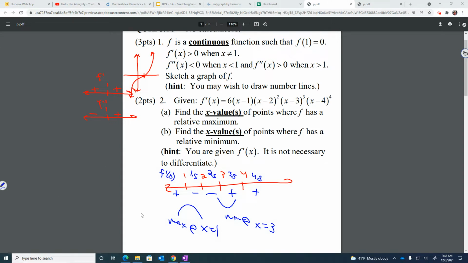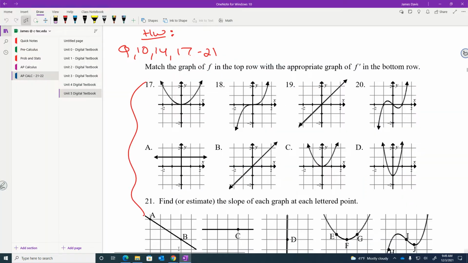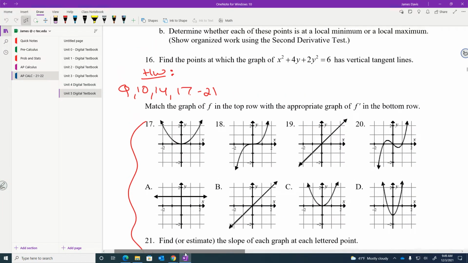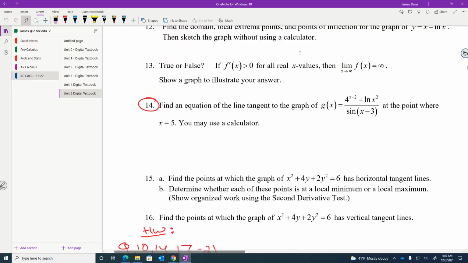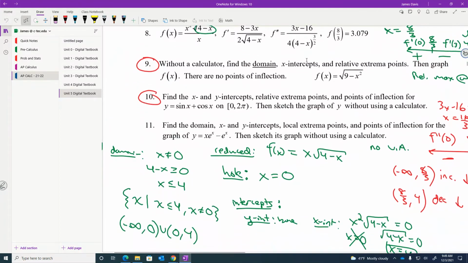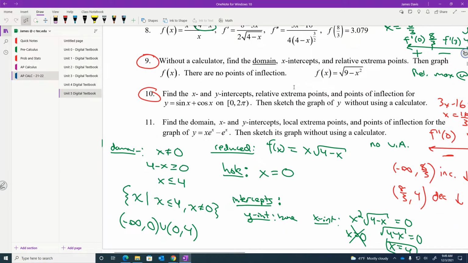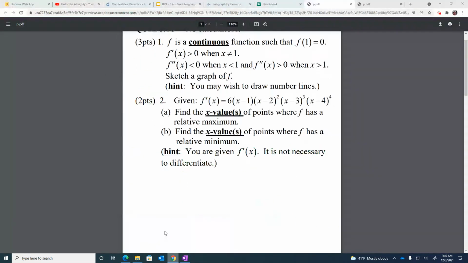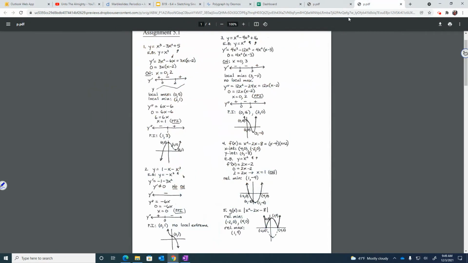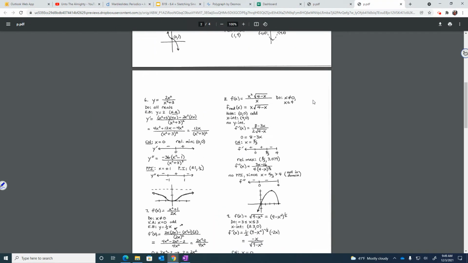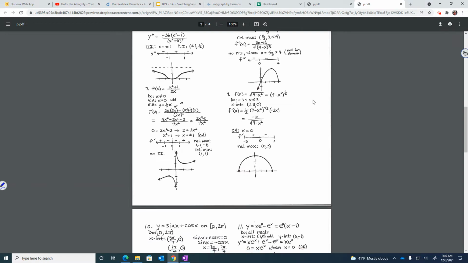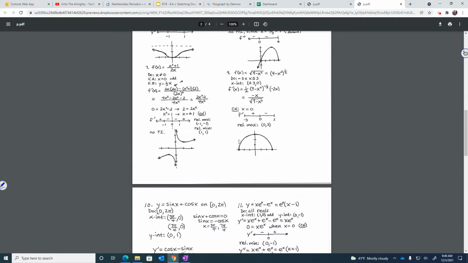Let's take a look at the homework here. So we have to do 9, 10, 14, and 17 to 21. So for 9 and 10, you had to graph the best you could without a calculator. Pull up those solutions here. So 9 should look something like this. It's like a half circle, basically.